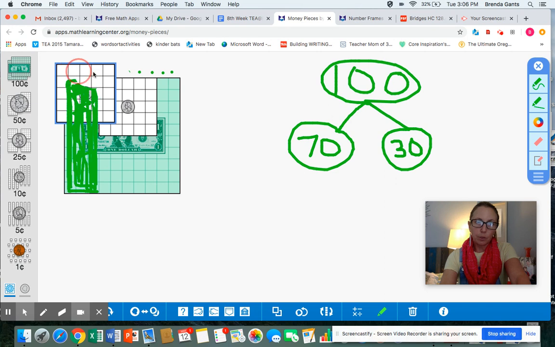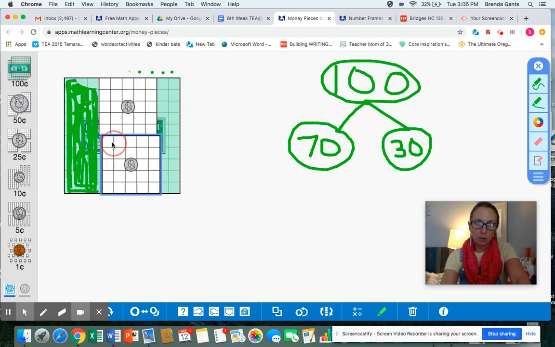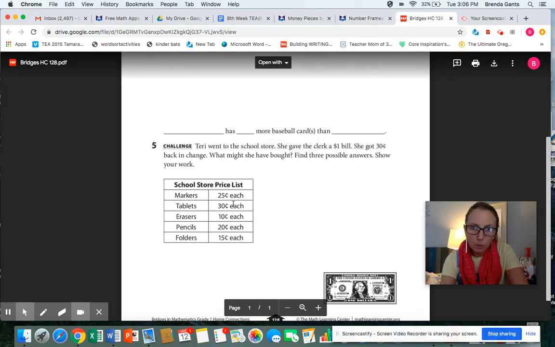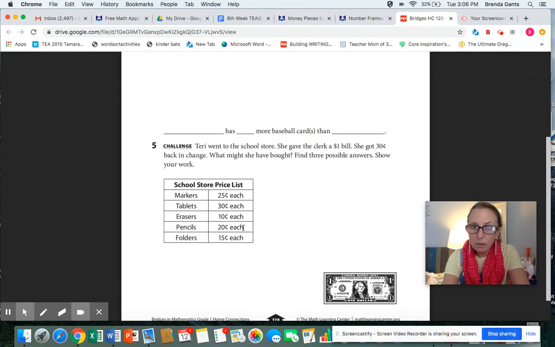Let's see. Could she have bought 2 markers? 25 and 25. A marker and a marker is 50. 10, 20, 30, 40, 50. But we know she spent more than 50 cents. We know she spent 70. So she's still got to spend 20 more cents. So let's look back at the price list. What could she spend 20 more cents on? She could buy 1 pencil, or she could buy 2 erasers.